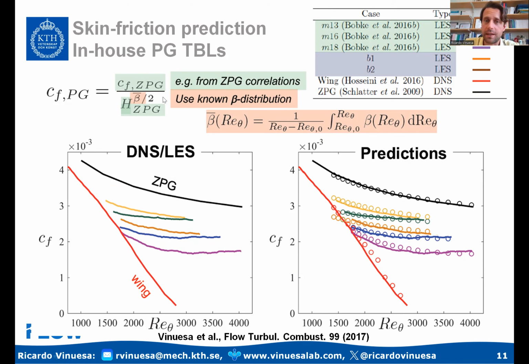And in our case, we use this beta average, which you can see defined here, as a way to encapsulate the upstream history of the boundary layer.